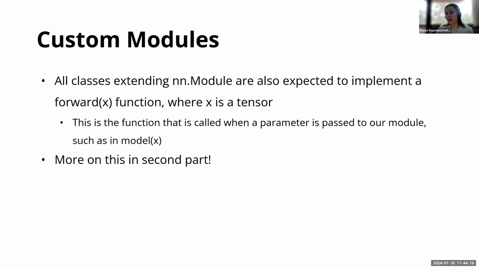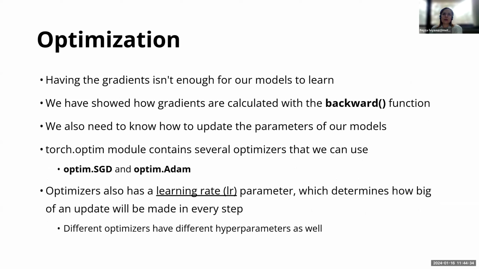So when we create a custom module or custom network, we have to implement a forward function, which takes an input tensor to produce an output. And since we now define our model and our dataset, we will be able to generate some outputs. However, in machine learning, we have an iterative process to learn the best distribution for our data. So sometimes having the gradients isn't enough for our models to learn.